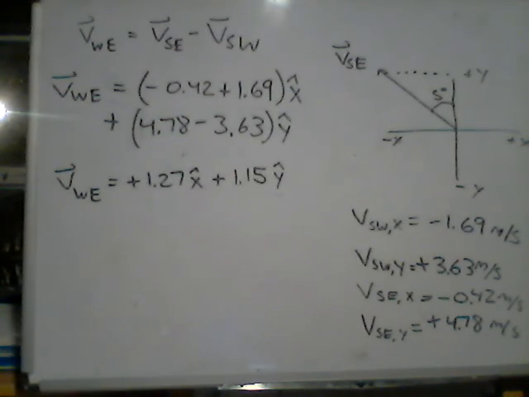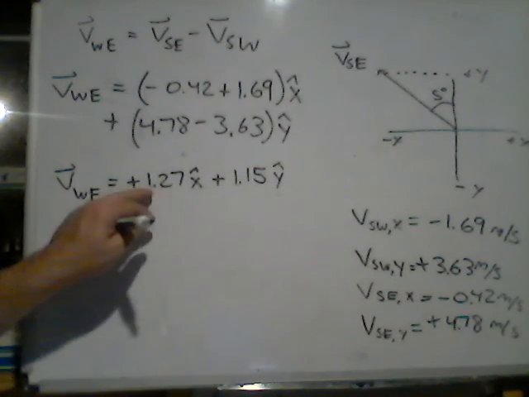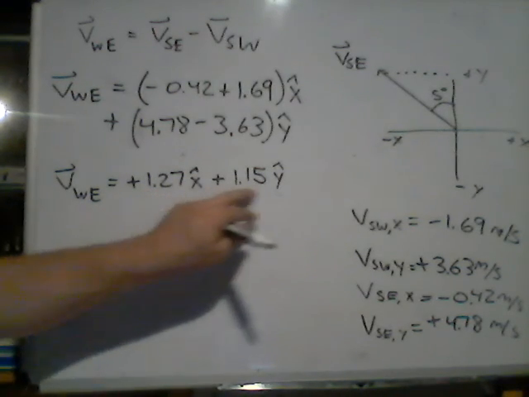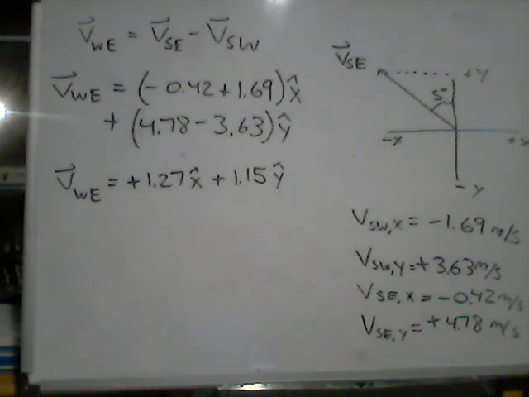Interestingly enough, even though V sub SW and V sub SE were both second quadrant vectors, when I perform this arithmetic for the Gulf Stream, we find out V sub WE, the velocity of the water with respect to the Earth, is actually a first quadrant vector because it has a positive X component and a positive Y component. We can determine that right now.